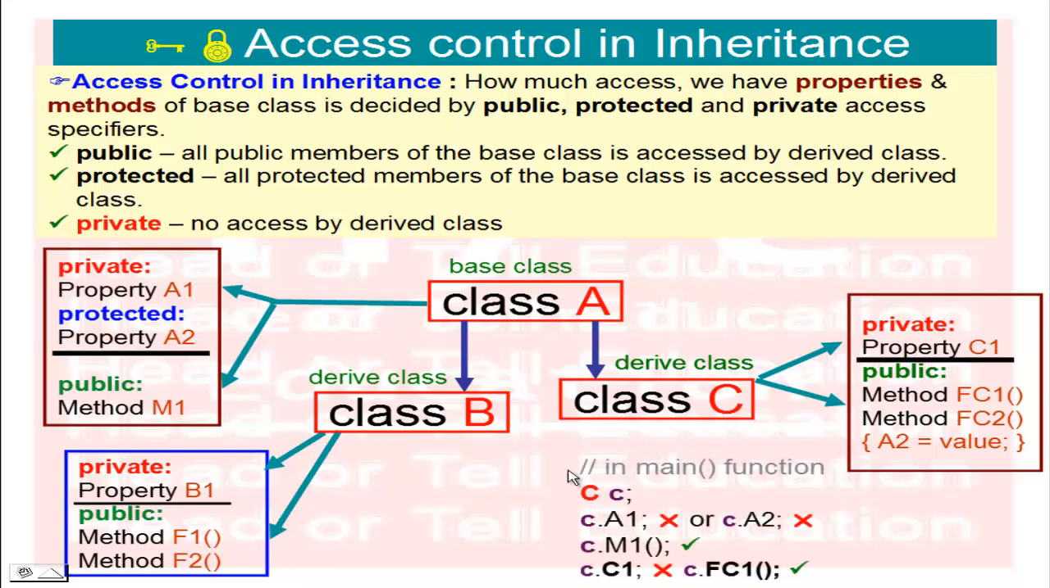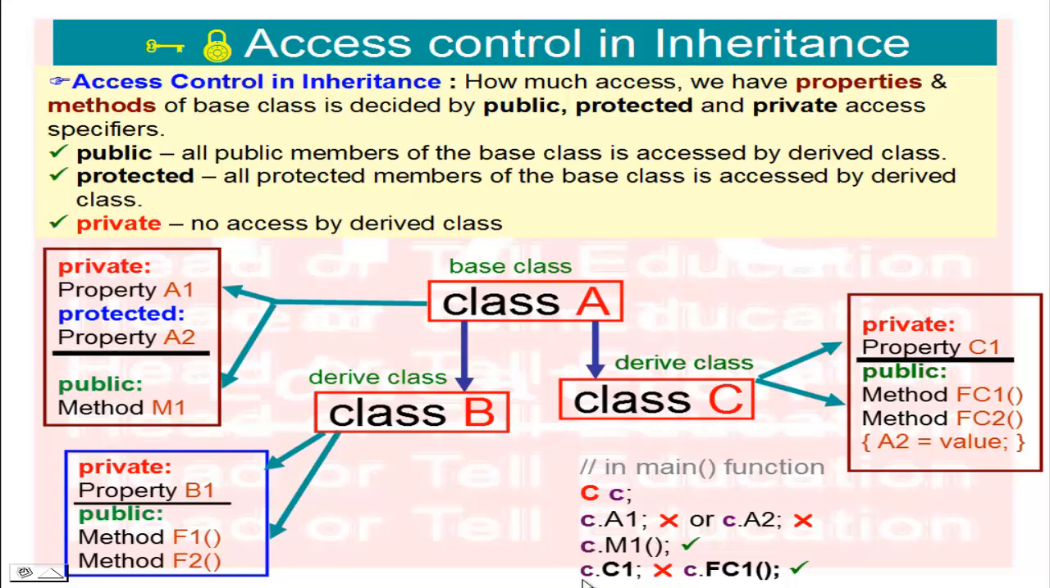Here inside the main function I have created one object of class C. I want to access the property C dot A1. This is not accessible because it is a private property. C dot A2 is also not accessible because it is the protected property of class A. Now next, C dot M1. C dot M1 is the public method of class A, so this is accessible inside the main.